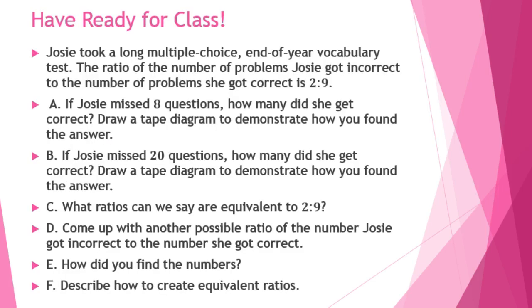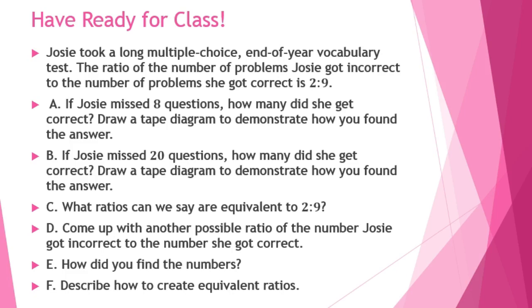Homework, have it ready for class. Josie took a long multiple choice end of the year vocabulary test. The ratio of the number of problems Josie got incorrect to the number of problems she got correct is 2 to 9. A. If Josie missed 8 questions, how many did she get correct? Draw a tape diagram to demonstrate how you found the answer. B. If Josie missed 20 questions, how many did she get correct? Draw a tape diagram to demonstrate how you found the answer.